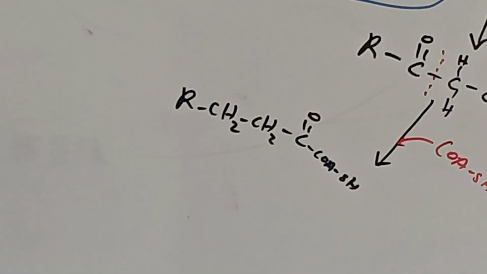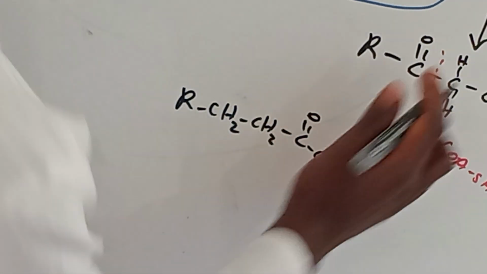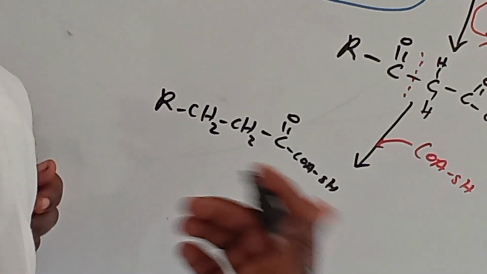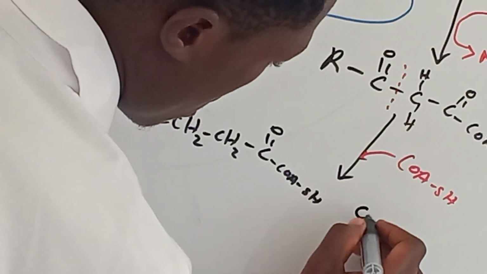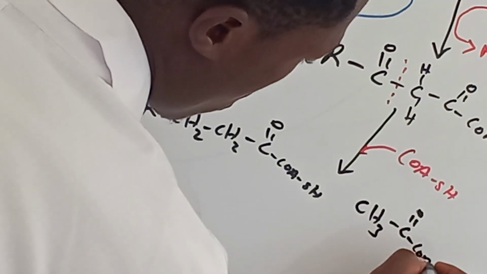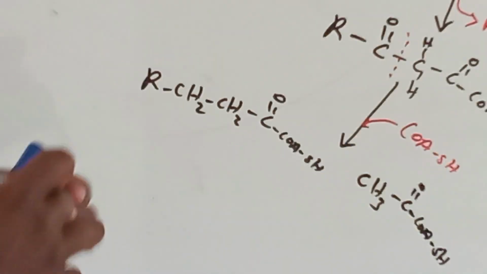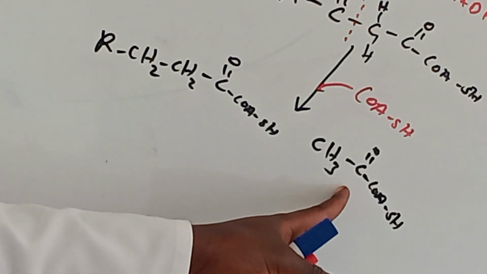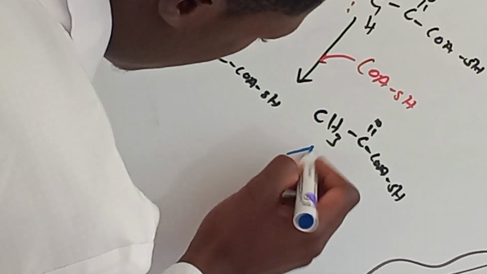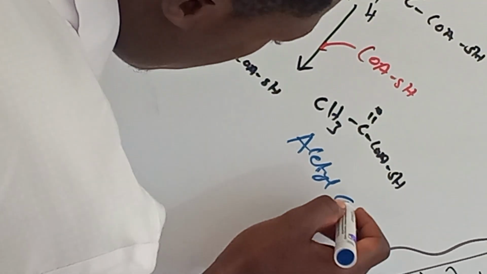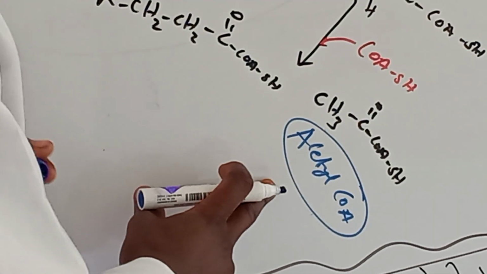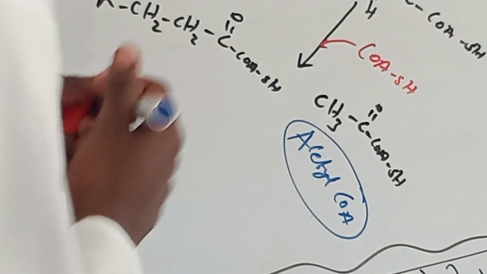Alright, what's the name of the other molecule? It is this particular molecule here. It has a hydrogen and a hydrogen. It's going to take up another hydrogen so that it can form CH3, so it can be CH3-CO-CoA-SH. And guys, this looks so familiar. What's the name of this? This is called acetyl CoA. You know where we found this? Guys, in the tricarboxylic acid cycle. Hope you guys remember that.